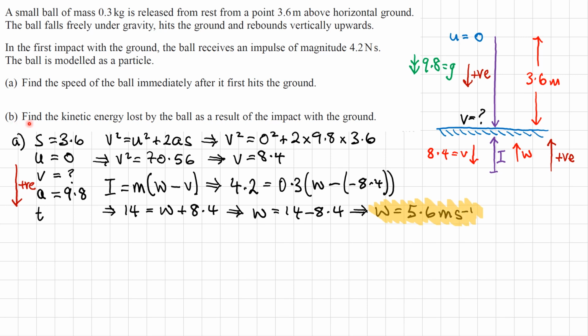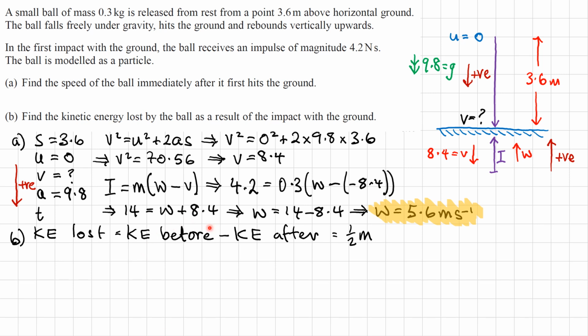Part B. Find the kinetic energy lost by the ball as the result of the impact with the ground. So the kinetic energy lost is going to be equal to the kinetic energy that we had before the collision, before it hit the ground, minus the kinetic energy after. There's always going to be less after than there was before. So that will be half m v squared, since the velocity before was v, minus half m w squared, where the velocity afterwards is w.